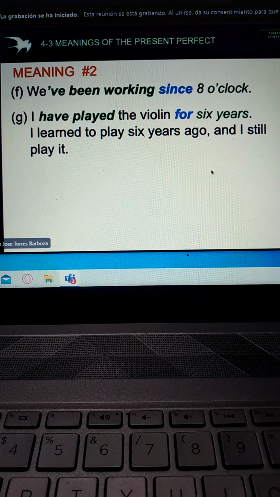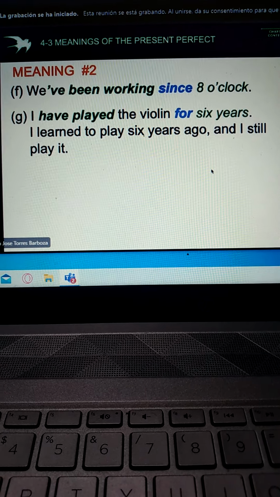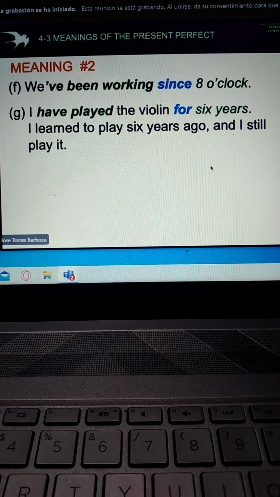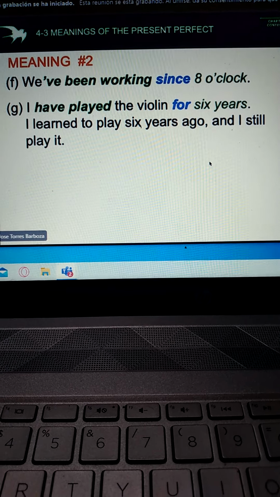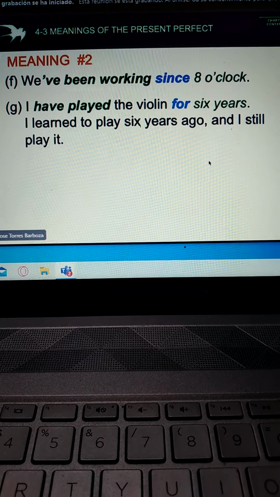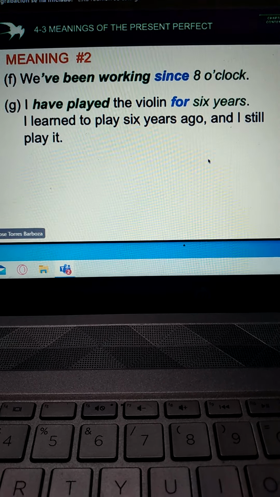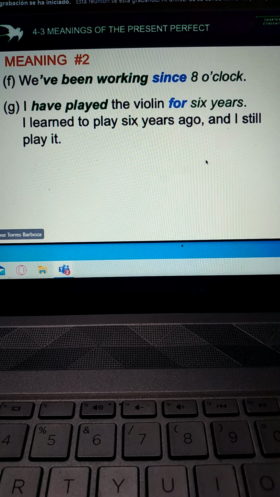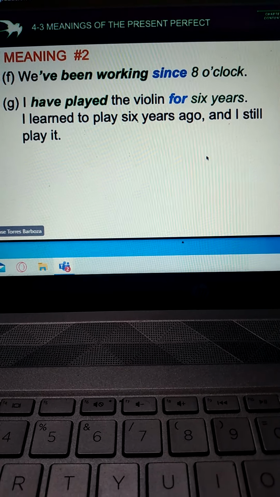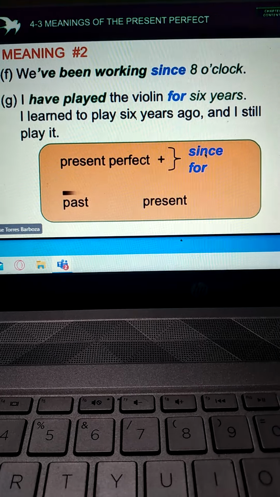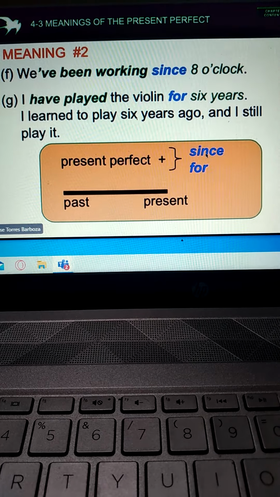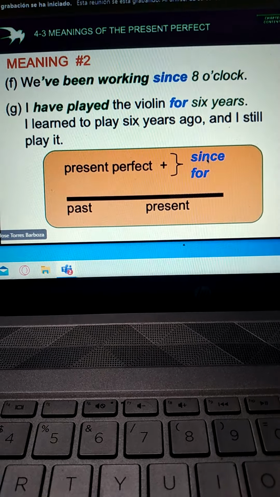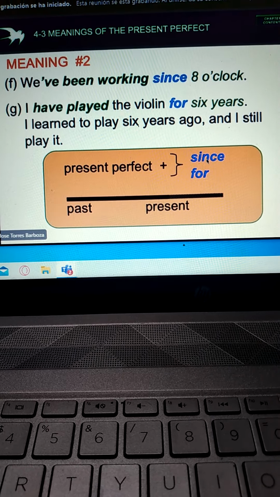I have played the violin for 6 years. I learned to play 6 years ago and I still play it. That's the explanation. So I began 6 years ago and now I still play the violin. Actually, I have classes later. So I have been doing this for many years, in this case 6 years. Present perfect stands for past, and look at the arrow. It began in the past and continues up to the present.